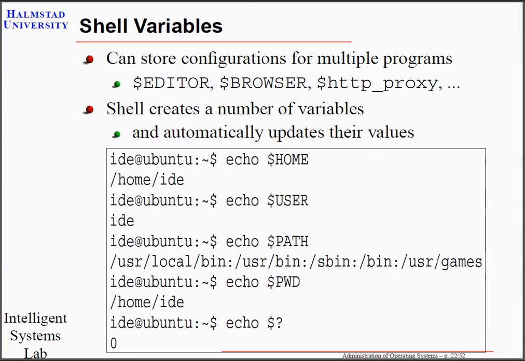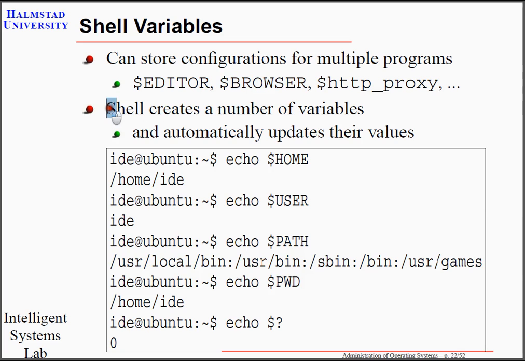There are a couple of reasons why shell variables are actually useful. So for example, you can use them to store configurations for multiple programs. If you have your favorite browser and you want different programs to open web links in this particular browser, you can have a variable name which contains the path to your browser, and then different programs can access this variable and find out which browser you want to be using.